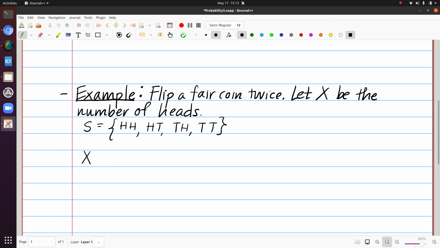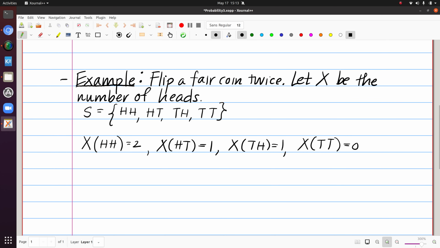So notice that x, if I were to evaluate this at HH, x should give you the number 2 because that says there were 2 heads. X of HT, counting the number of heads, is 1. X of TH is likewise 1. And x of TT is 0.